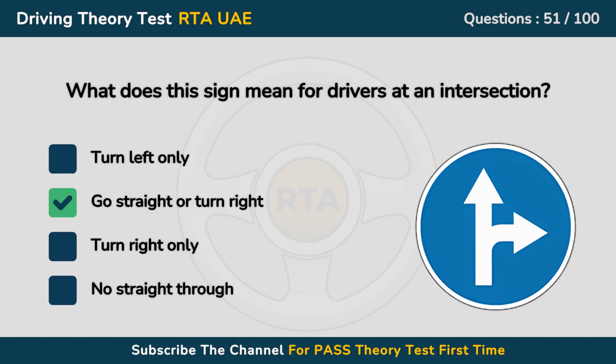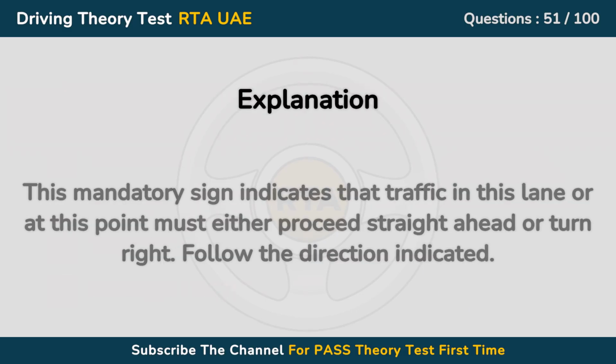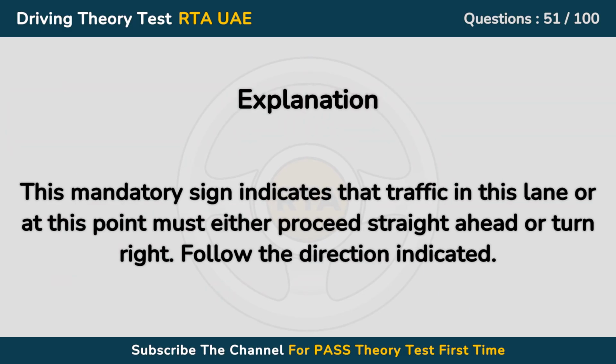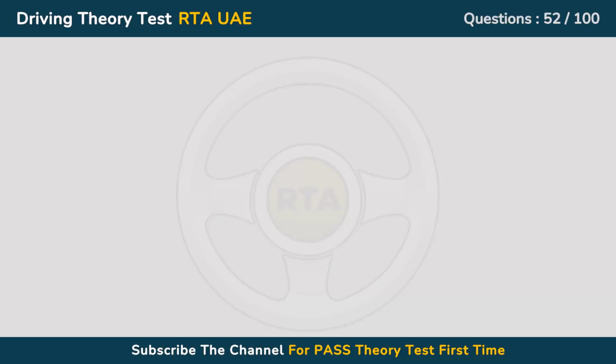Answer is B, go straight or turn right. This mandatory sign indicates that traffic in this lane or at this point must either proceed straight ahead or turn right. Follow the direction.